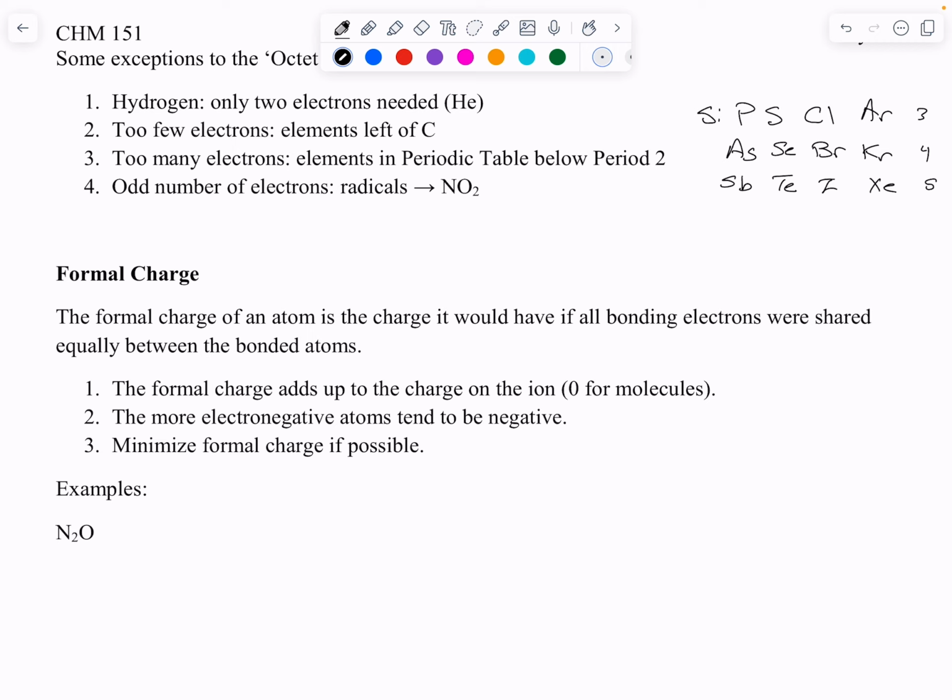Now, the formal charge adds up to the charge on the ion. If there's no charge, it adds up to 0. If it's -1, the formal charge should add up to -1. Also, when we do this, the more electronegative atoms tend to be negative. That's ideal, but that doesn't always happen. And then we minimize formal charge if possible. We want to make the formal charges as close to 0 as possible. Doesn't always work.